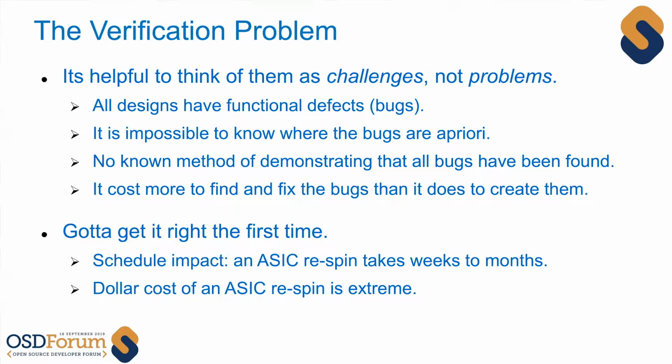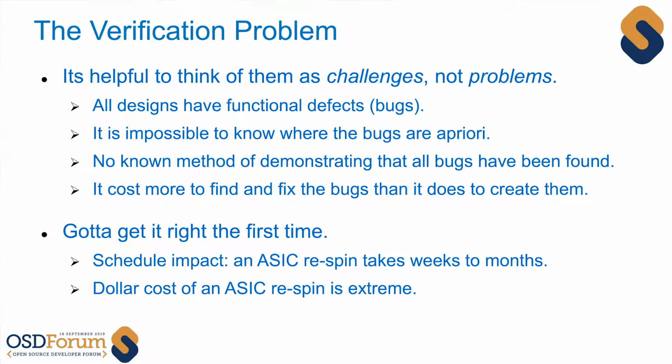And last but not least, it costs much more to find and fix bugs than it does to create them in the first place. Currently in industry, building an SOC is starting to cost an awful lot of money. The first build is very expensive. And this is adding pressure to development teams to get it right the first time.